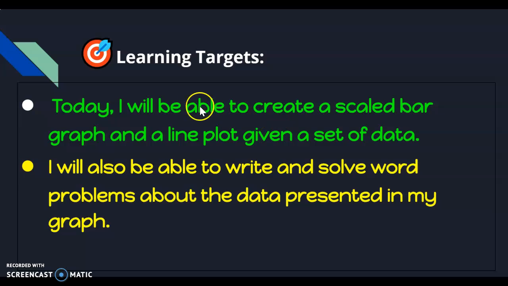Our learning targets. The first one: today, I will be able to create a scale bar graph and a line plot given a set of data. I will also be able to write and solve word problems about the data presented in my graph.